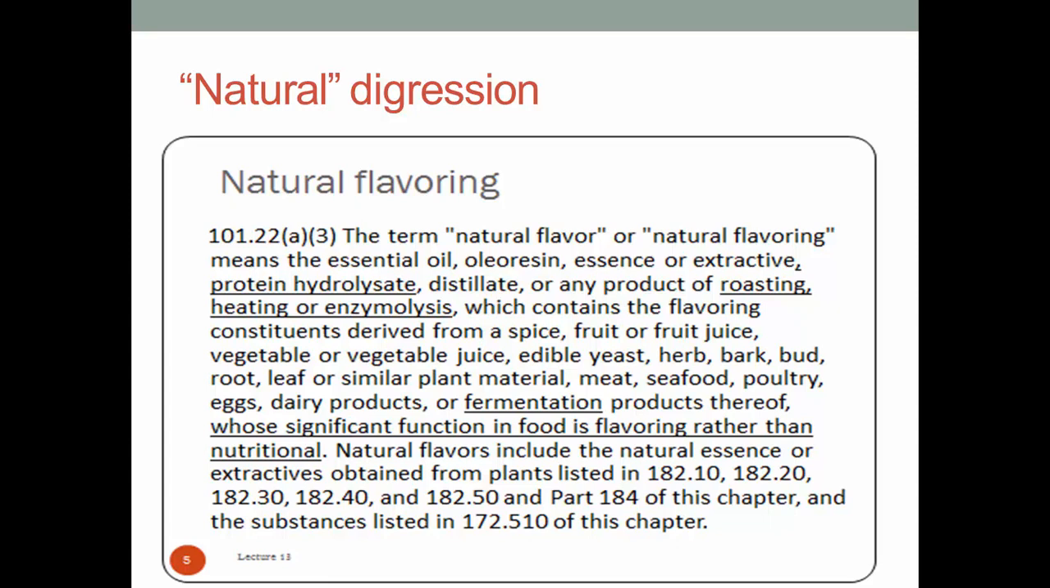Basically, it is an extract from plants. So any kind of extract of plants. It can be a distillate of a plant, it can be a solvent extract of a plant, protein hydrolysate, roasting, product of roasting, heating, or enzymolysis. There's many different places that this can come from.